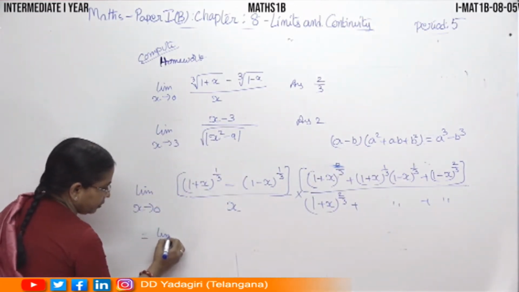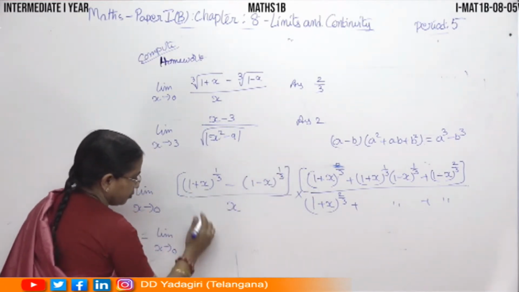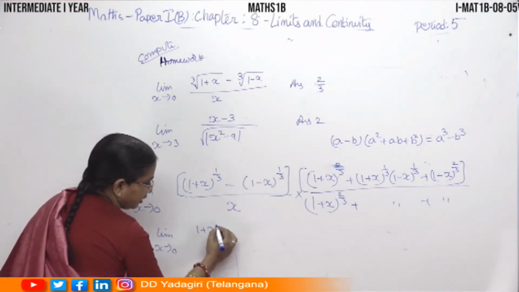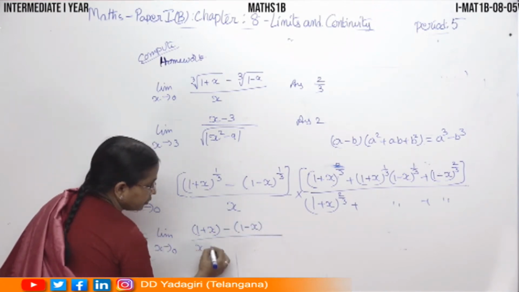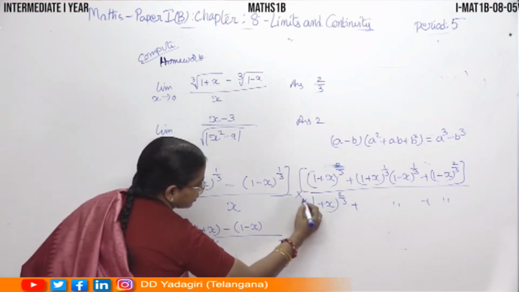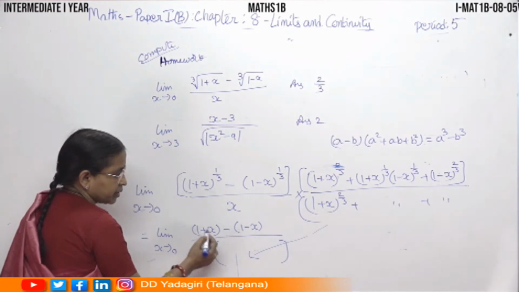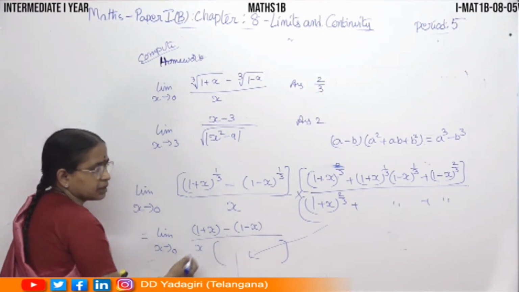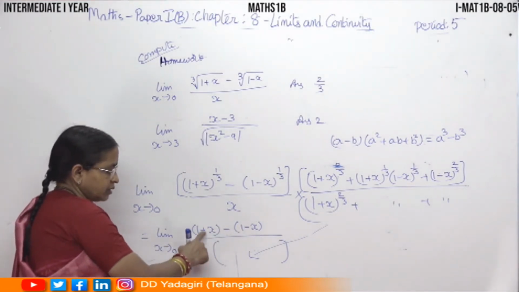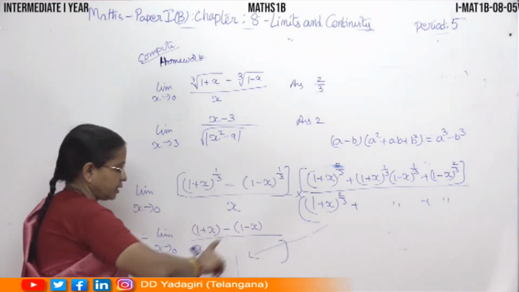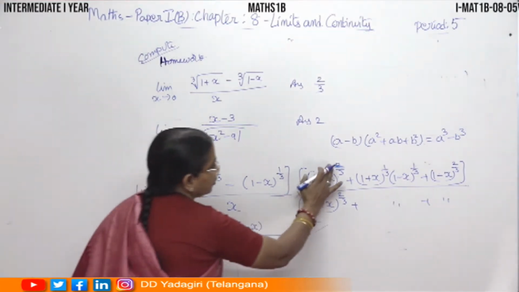So you can write limit x tending to 0 of a cube minus b cube. A cube means 1 plus x, and a cube minus b cube means 1 plus x minus 1 plus x, by x into all these factors, which you will write here. You can see minus 1 plus 1 gets cancelled, 2x, and x gets cancelled. You can try this method. 2 gets cancelled, x gets cancelled. So when you substitute x as 0, you will get 3 in the denominator, so 2 by 3. This way also you can do.